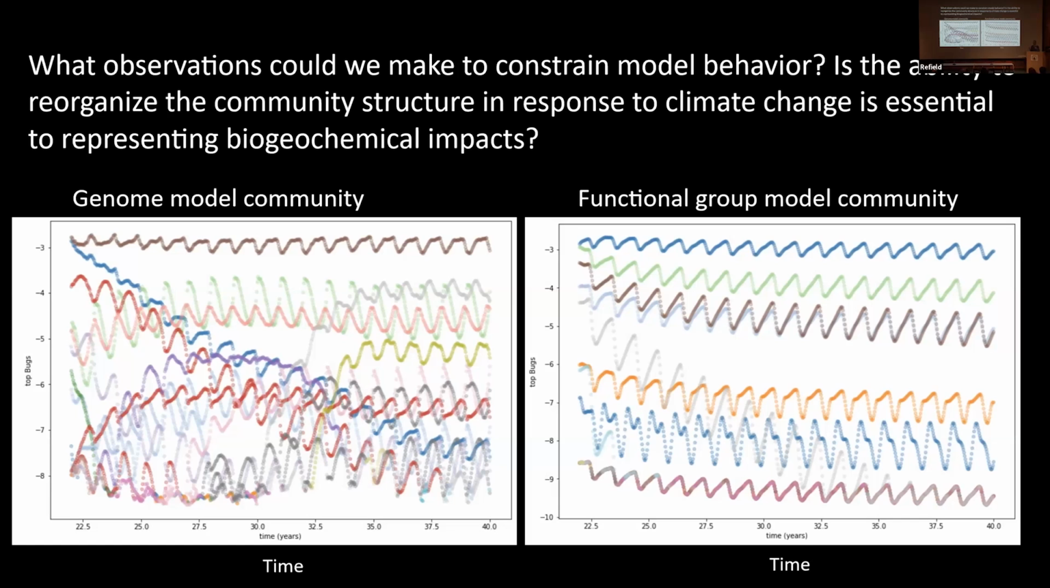So how could we even tell if these functional group models, which are what we use for climate modeling, are actually representing the changes in diversity over time? And it may matter, because these are actually major differences in the biogeochemistry in response to these different methods of representing diversity. I'm just leaving you with the different species over time, and you see not a reorganization in the functional group model, but a lot of reorganization in the other one. So that's the question I want to ask. How do we do this?